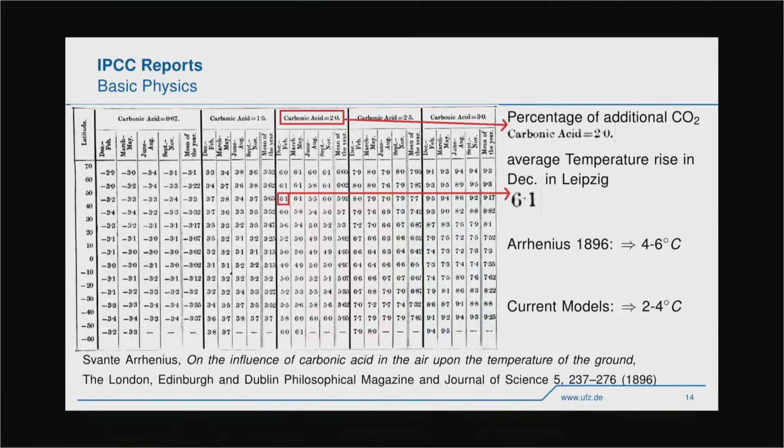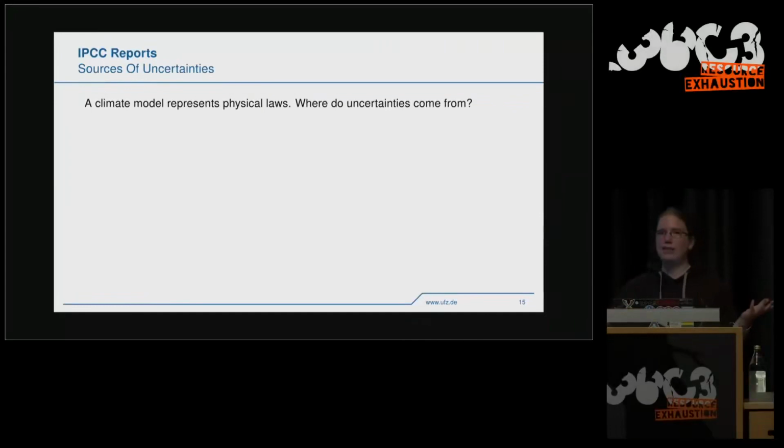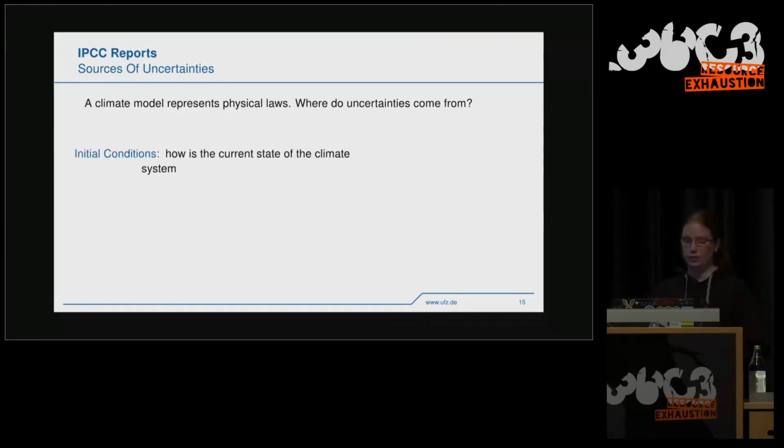So then I come to the question, a climate model represents physical laws, that's what we learned. Where do the uncertainties come from? So if we know all the physical laws and we would just calculate everything with these physical laws, why are there even uncertainties? And there are some reasons for that. For example, the initial conditions is one main source of uncertainties, meaning how is the current state of the climate system now? How fast does something move? Where are the clouds exactly, and so on? We don't know these precise initial conditions, and therefore errors occur.